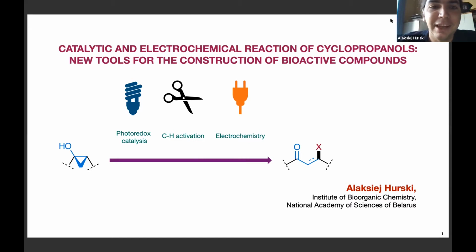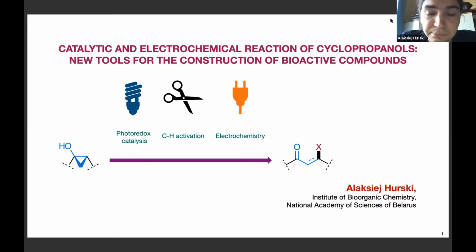Let's begin. Now, why cyclopropanols? Why are we working with cyclopropanols? There are three reasons. The first reason is that cyclopropanols are reactive, and it's easy to find new reactions of these molecules because they contain this strained ring.